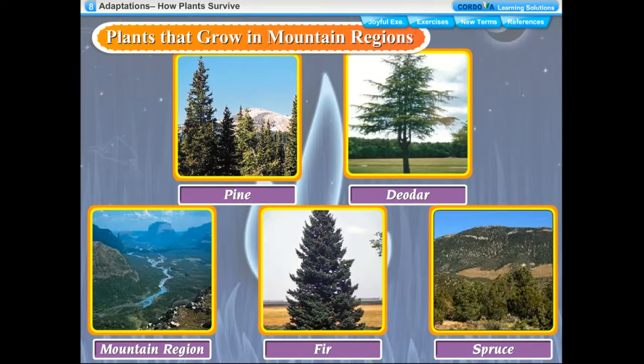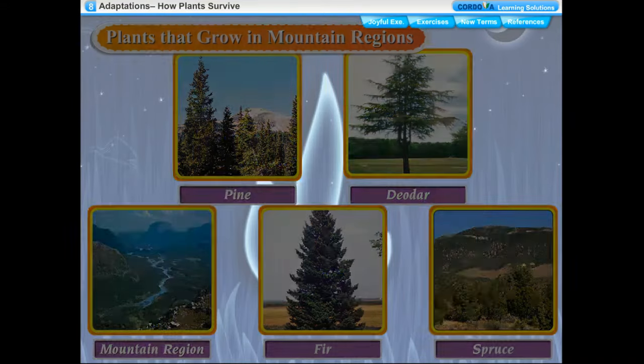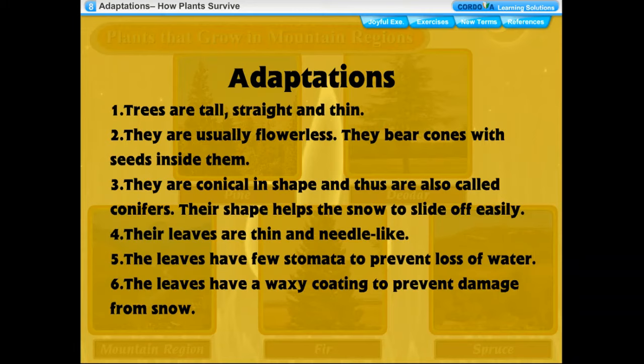Plants that grow in mountain regions. These regions are normally very cold and windy. In some areas, snowfall may take place in winter. Pine, fir, deodar and spruce are plants that grow in mountain regions. Adaptations. Trees are tall, straight and thin. They are usually flowerless. They bear cones with seeds inside them. They are conical in shape and thus are also called conifers.